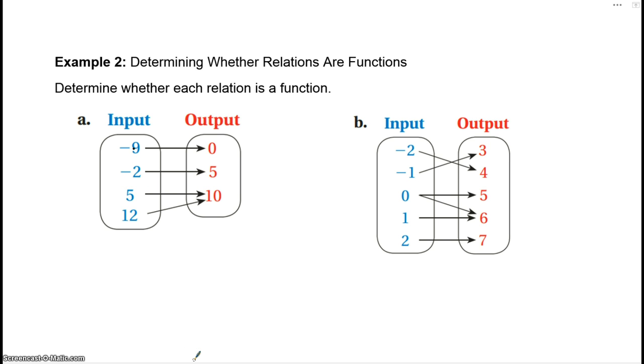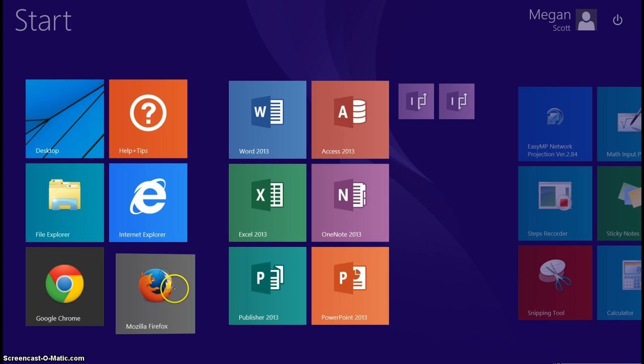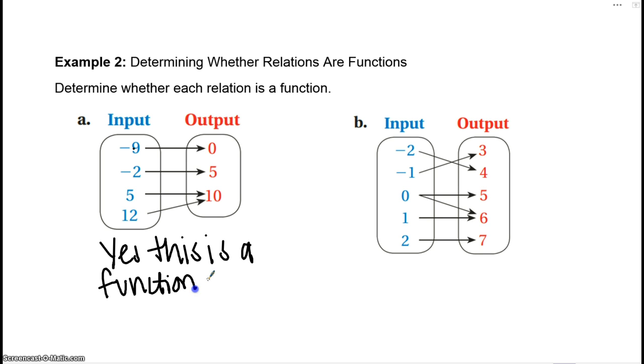Now this is where things get a little bit trickier, with the 5 and the 12. You have to remember that in a function each input has exactly one output. So 5 has an output of 10. 12 has an output of 10 as well. They can have the same output as long as they just have one output. So A, yes, this is a function because each input has exactly one output.